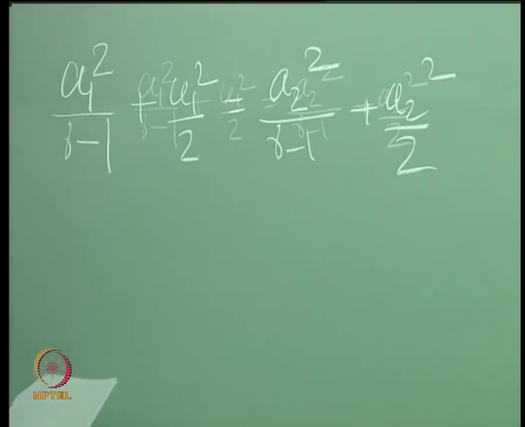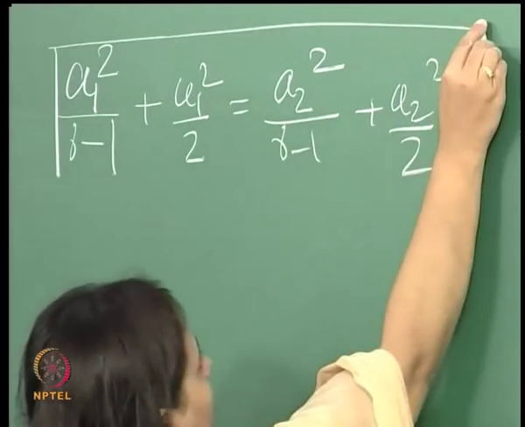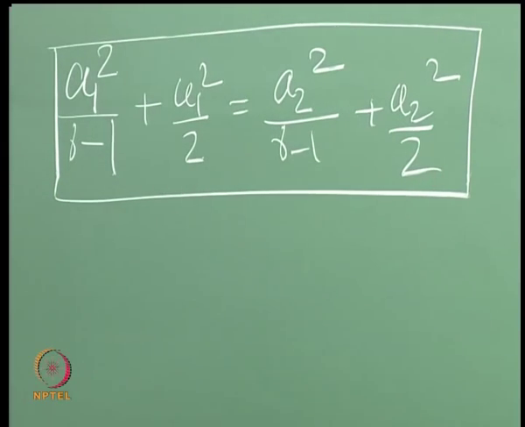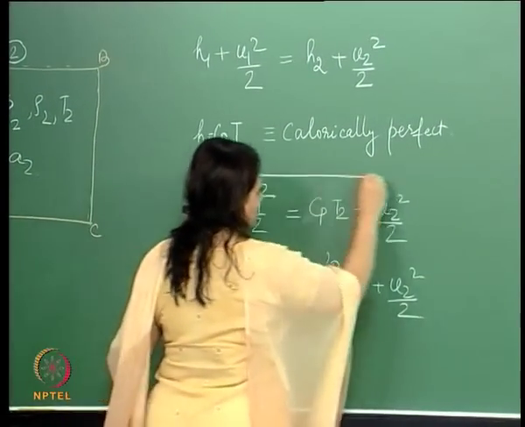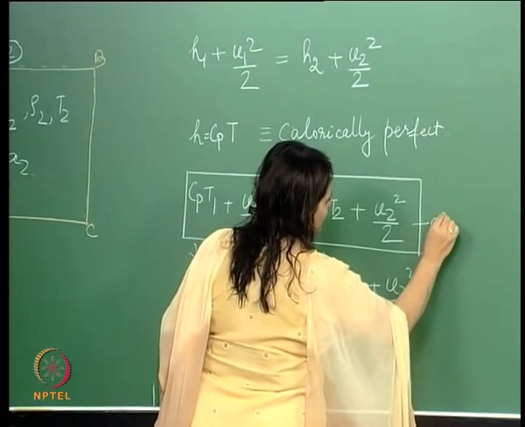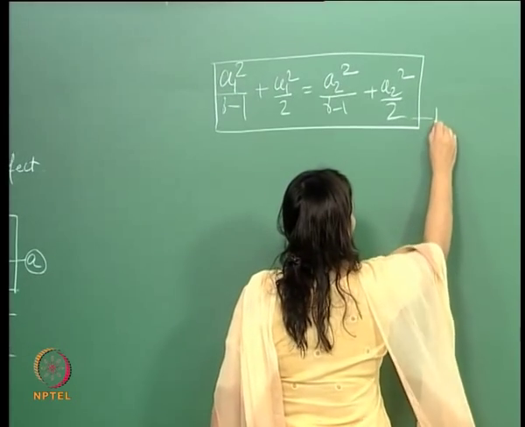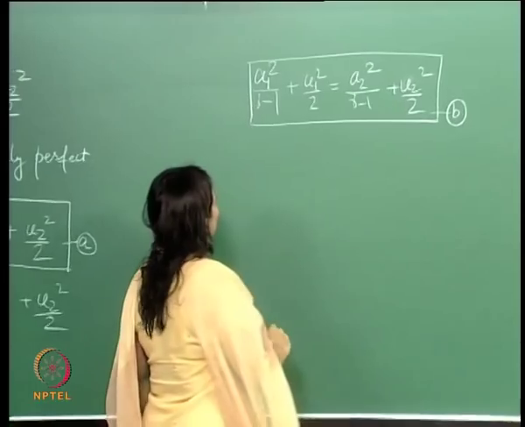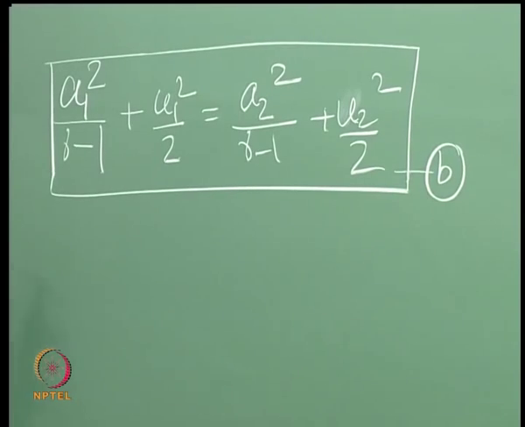Okay, so this is what we get. Now let's label these equations. We had this equation out here, so let's call this A and let's call this B. This is something that we basically get from the energy equation.